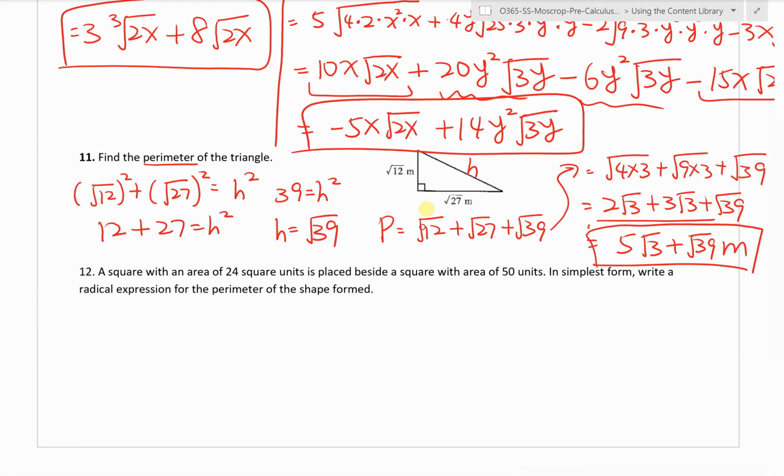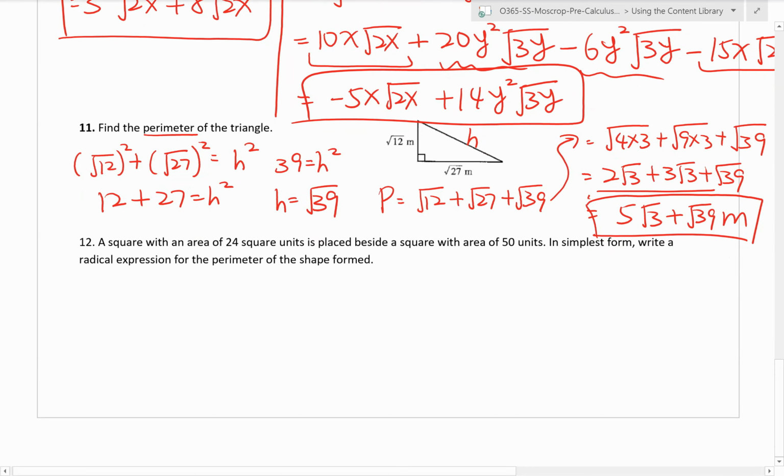Number 12, last one here. A square with an area of 24 square units is placed beside a square with area of 50 square units. There's a typo here. Okay, so I'm going to draw the bigger one first. Here is 50. We have a smaller square of 24 square units. Okay, in simplest form, write the radical expression for the perimeter of this shape.